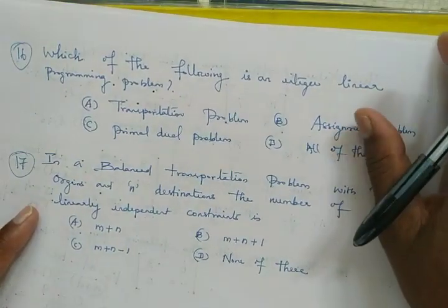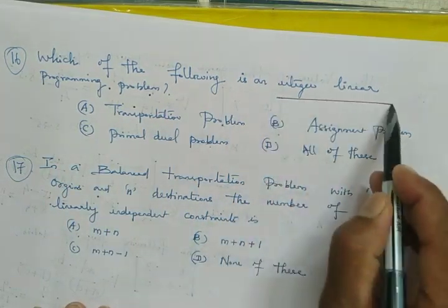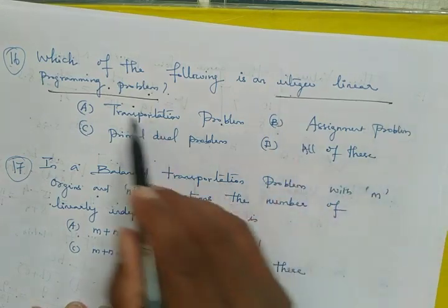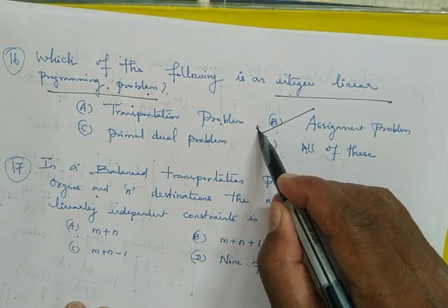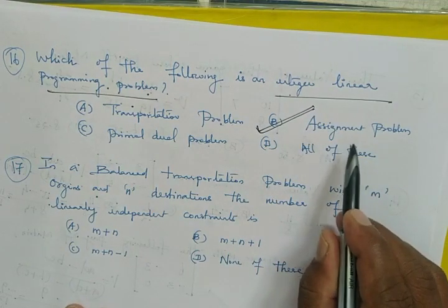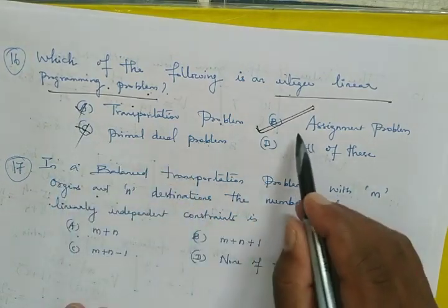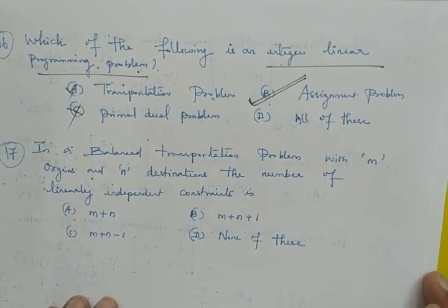The continuation of that. Here, which of the following is an integer linear programming problem? Always the assignment problem is always a what? Integer linear problem. All of this is the right answer, not a primal and dual, not a transportation problem. Integer linear programming is only the assignment problem.